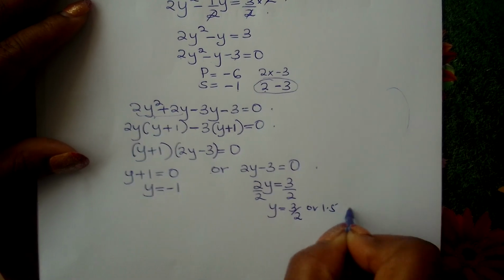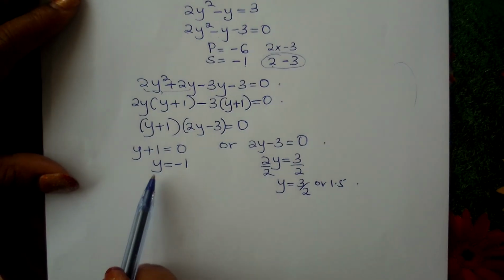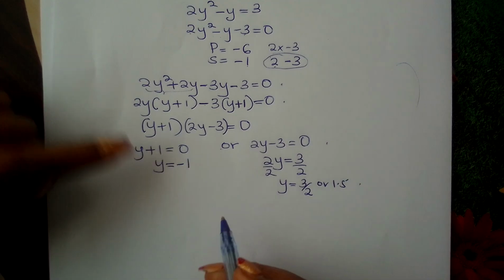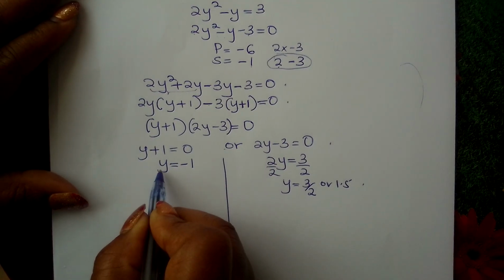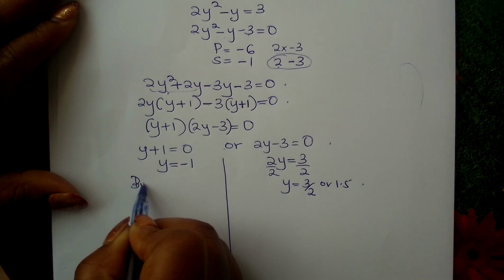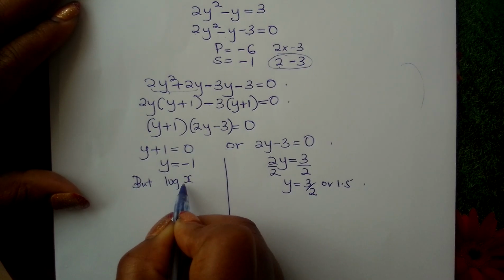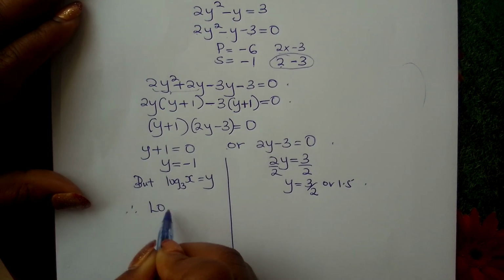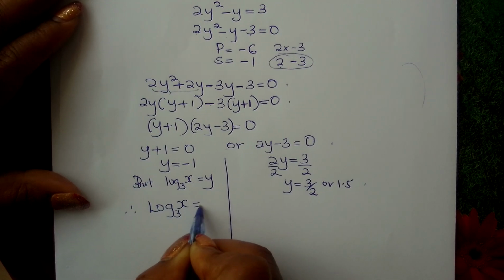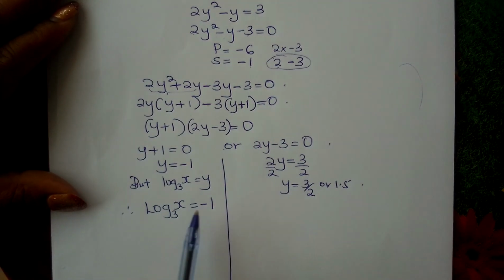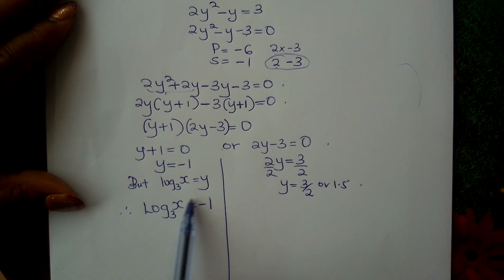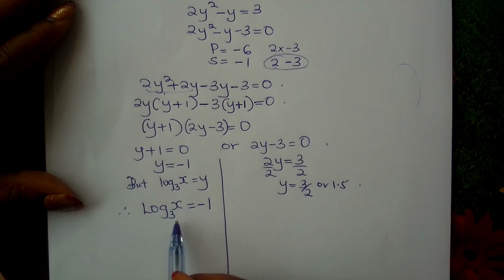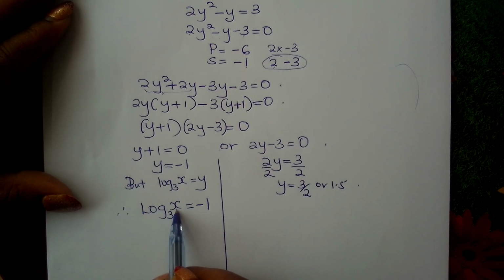So learner, we replace y with log x to base 3. Do not forget this. Our y was log x to base 3. So you now replace this with log x to base 3. Therefore, log x to base 3 is equal to negative 1. And so what is x? This is in the form of logarithmic notation. We write it now in terms of index notation. So what is our x, learner?